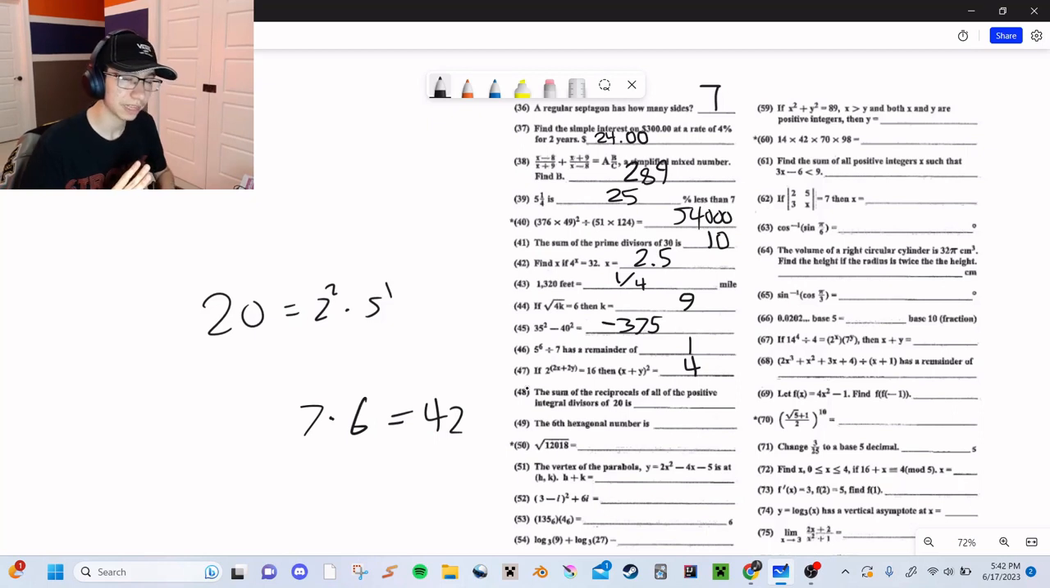And the way I get my answer is I'm going to take this number, the sum of all the factors, and I'll just divide it by the number itself, by 20. And that answer gets me 2.1. That's my answer.